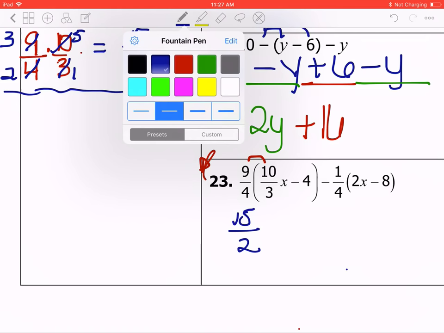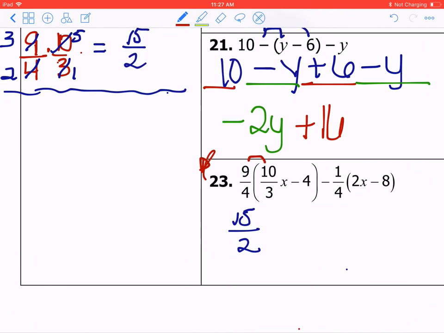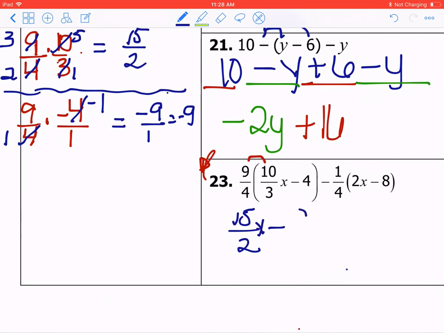All right, next up. 9/4 times a whole number of negative 4. Put a 1 underneath it. Now we're going to cross cancel. 9 and 1 cannot be simplified anymore, but the two 4s that are diagonal from one another can both be divided by themselves. 4 divided by 4 is 1. Negative 4 divided by 4 is a negative 1. Go across, you get negative 9 over 1, which is negative 9. So this is going to turn into negative 9.